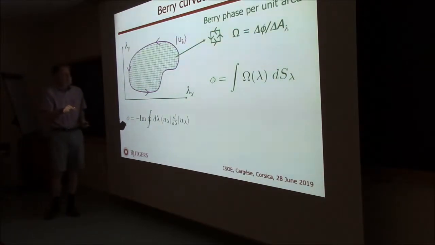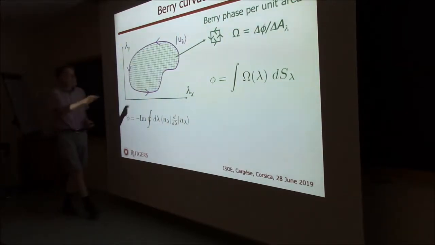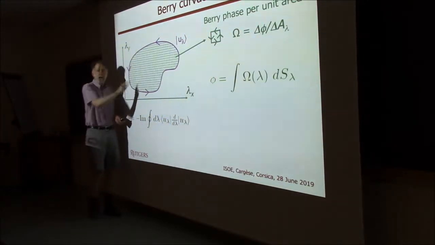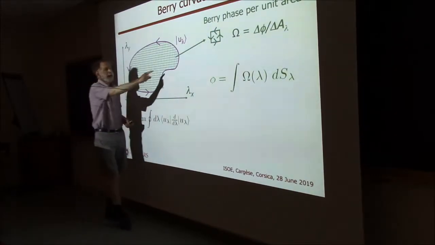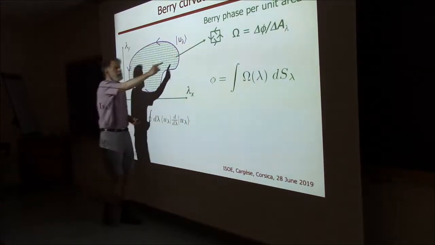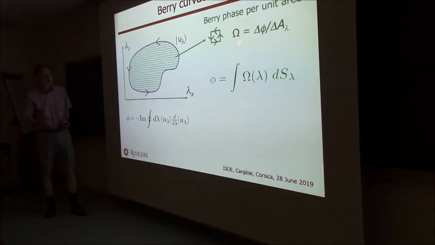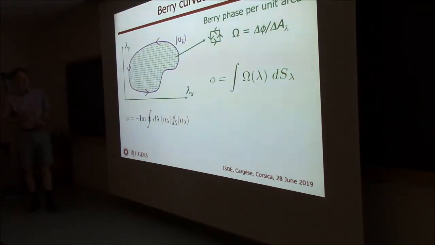And I look at the ground state as I go around some loop in this two-dimensional parameter space. What I can do is divide this into little plaquettes, and for each little plaquette, I can define the Berry curvature as the Berry phase to go around the little plaquette, which is almost 0 because the plaquette is small. Then I divide it by the area of the plaquette, which is also small. That gives me a well-defined object, which we call Berry curvature, in the limit that the area goes to 0.